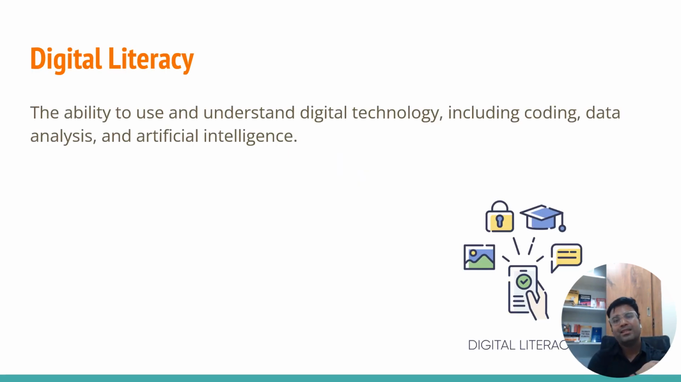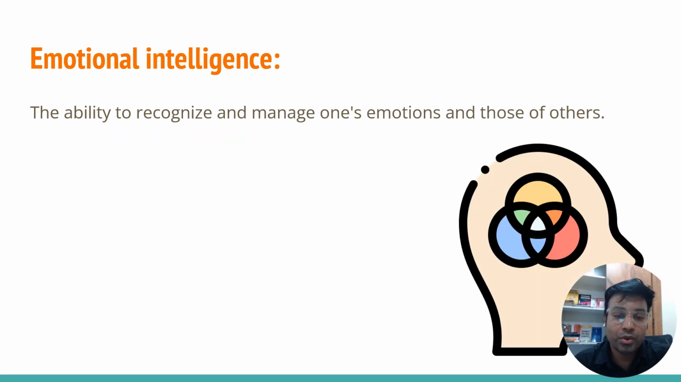So number one is digital literacy. Now you will say, what is new in this? We all are using smartphones, we all are using computers. So what is this digital literacy thing? Digital literacy is the ability to use and understand digital technology well, including coding, data analytics, and artificial intelligence. What you know right now is the basic features, but there is a lot beyond it that you need to learn. Next is emotional intelligence.